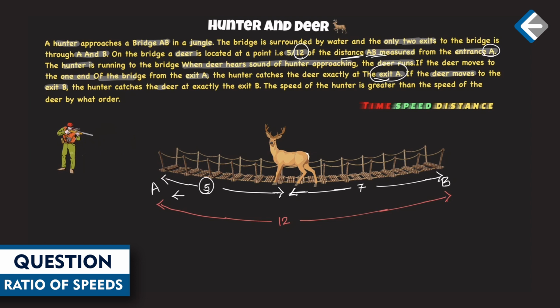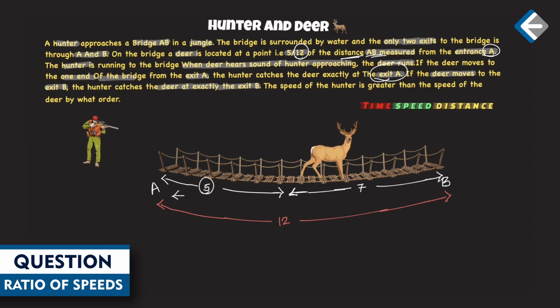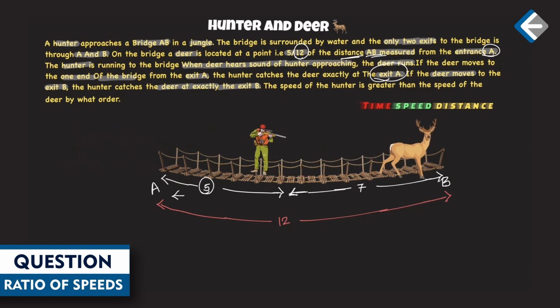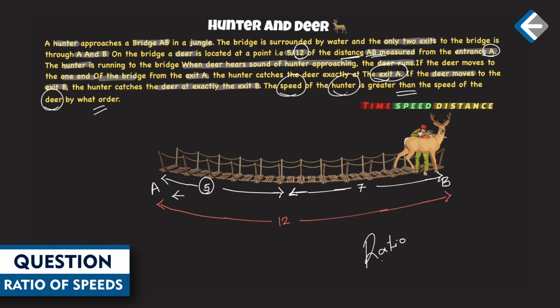Second, if the deer moves to the exit B, the hunter catches the deer exactly at the exit B. So if the deer hears the hunter and starts to move to the exit B, then the hunter will catch the deer exactly at the exit B. The question is, what is the ratio of the speed of the hunter to the deer? Which means that you will have to compare the speeds of hunter and deer.